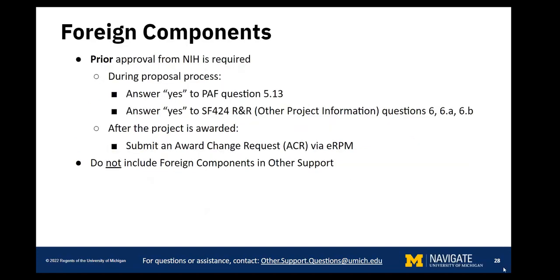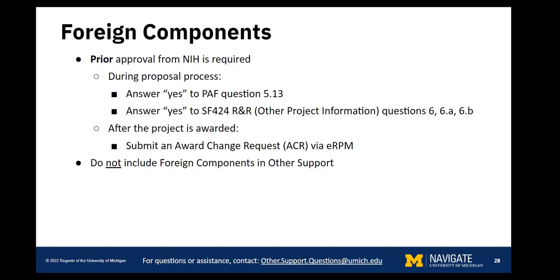And so what is important about foreign components? Well, the biggest thing is that prior approval is required for foreign components from NIH. So during the proposal process, when you're filling out your PHS form, make sure you've answered yes to question 5.13, which is that laundry list of all of the various research activities that are happening as part of the proposed project. There is a new-ish one, it's been around for a little while now, which asks about international collaboration. I can't remember the exact wording, but you want to make sure that you've answered yes to that question, and then also answered yes to question 6, 6A, and 6B on your actual 424 proposal.